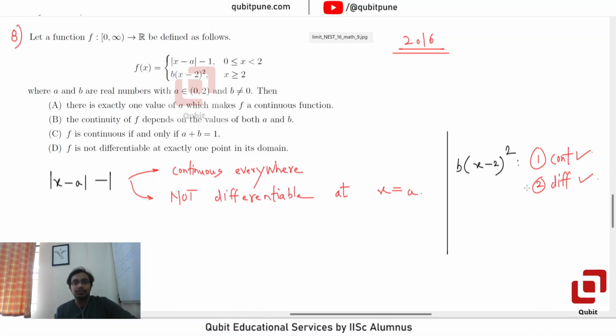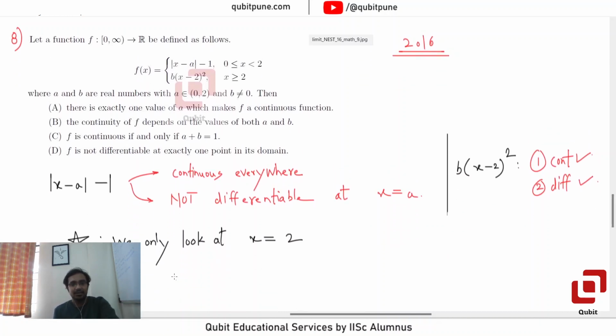So when it comes to checking for continuity of the piecewise defined function, the only point of investigation has to be 2. Okay, so let's go for it now. But you have to write it. Therefore, we only look at x equal to 2. That is where the definition changes. Let's find left hand limit.